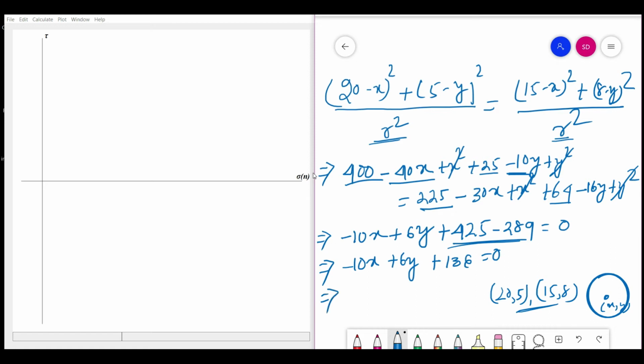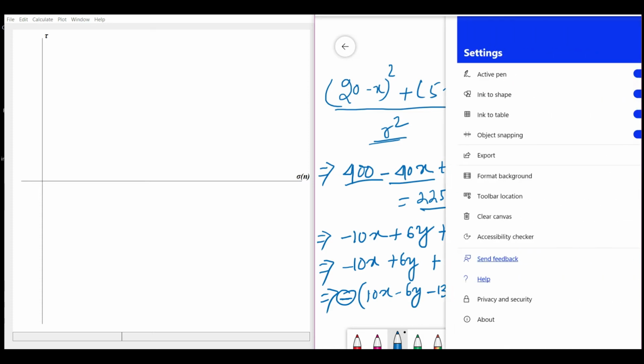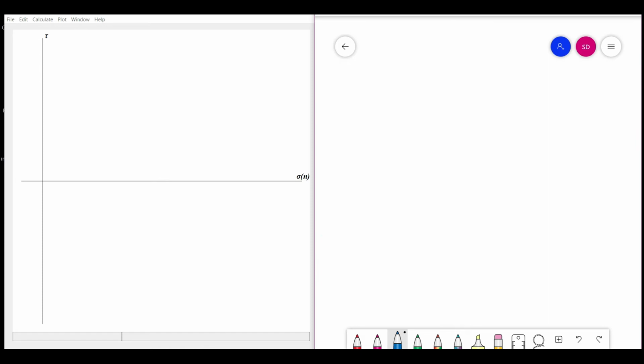If we take the common negative, so 10x minus 6y minus 136 is equal to 0, or else we can write it as 10x minus 6y is equal to 136. This is the equation that we got by equating both the previous equations.